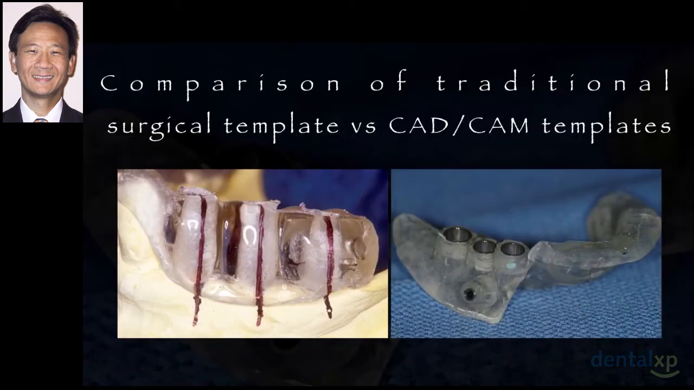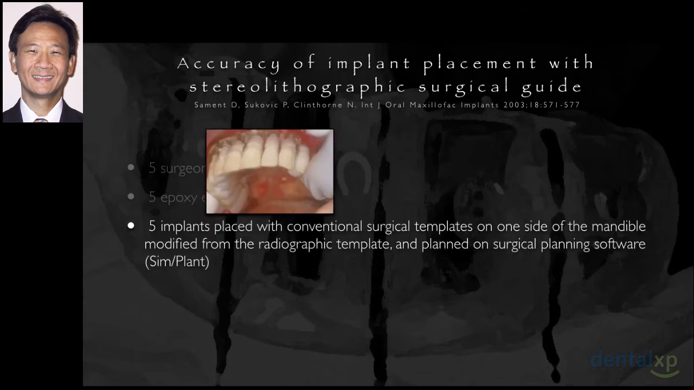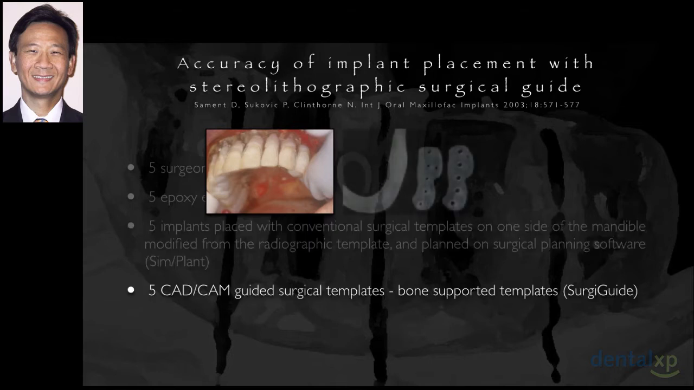So when we look at a comparison between traditional surgical templates versus CAD/CAM surgical templates, does it really make a difference? Well, that was what Cement had looked at back in 2003 when he took 5 surgeons, looked at 5 plastic or epoxy edentulous mandibles. 5 implants were placed with a conventional surgical template on one side and using that radiographic template and planning on the opposite side with a surgical planning software, which was Simplant.